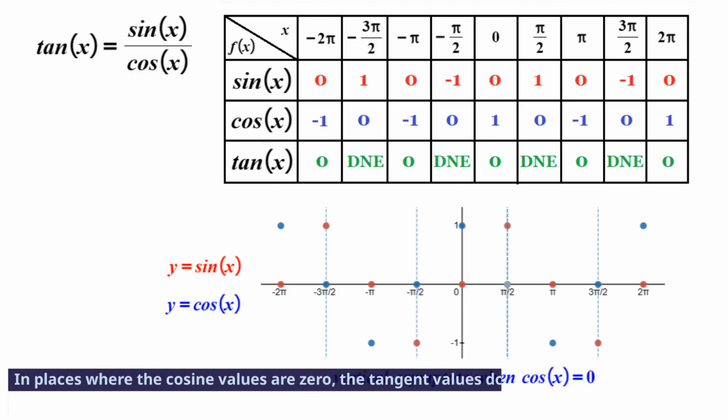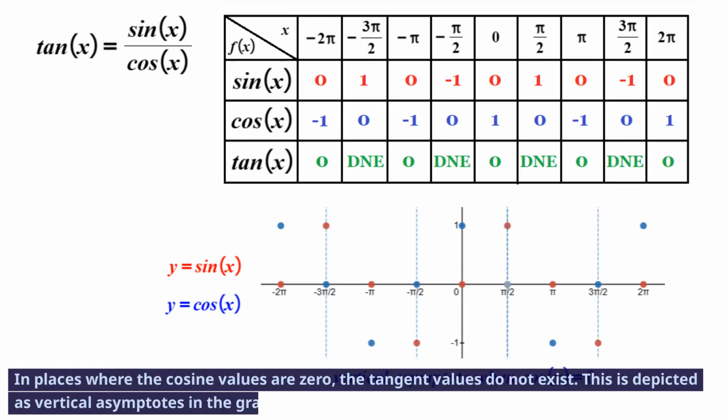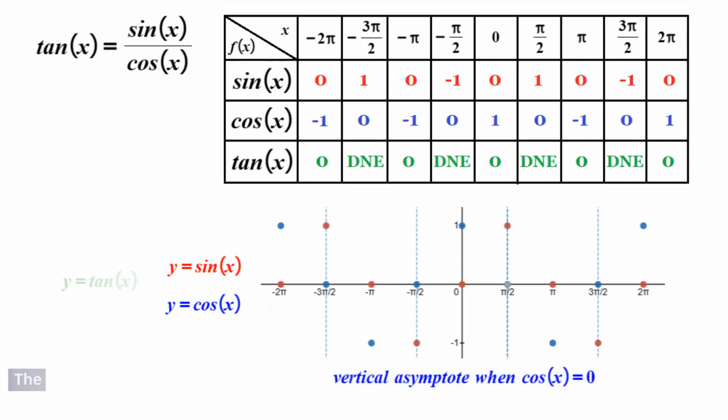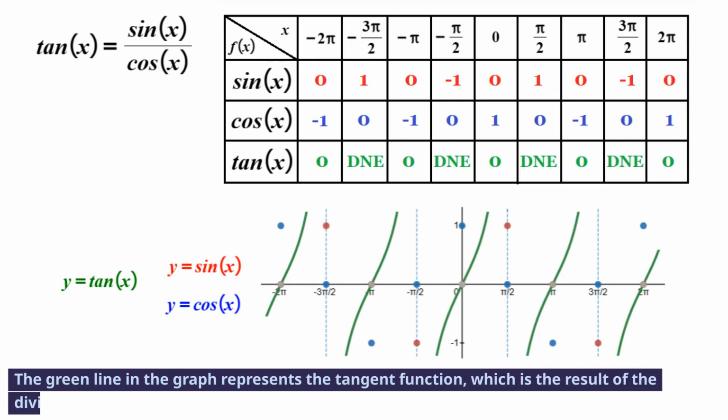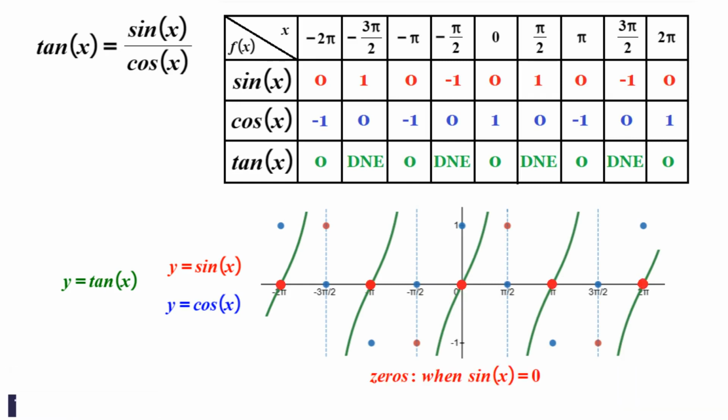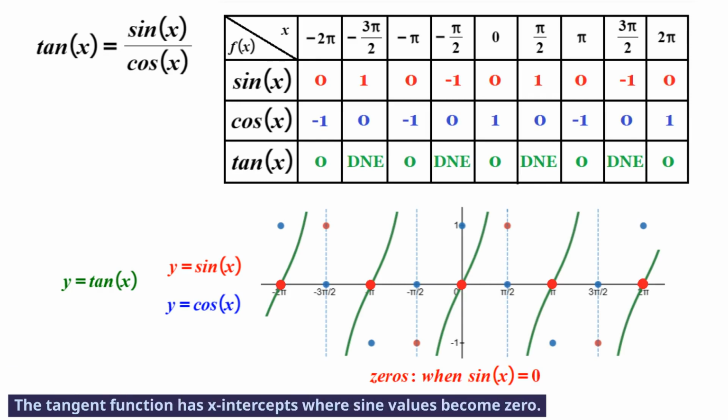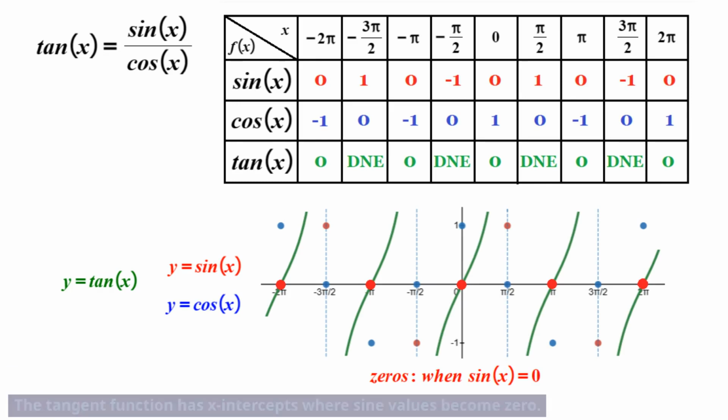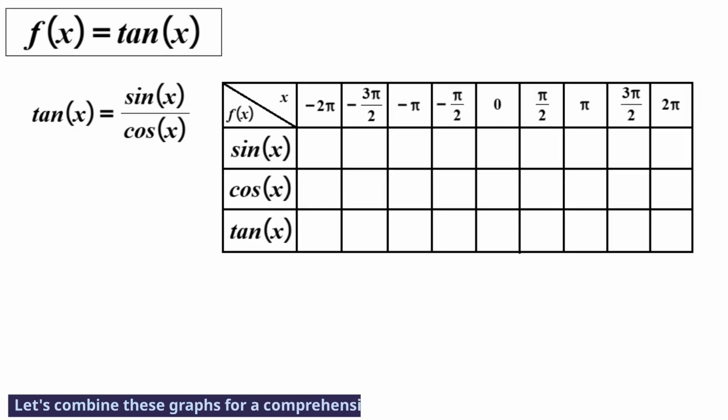In places where the cosine values are 0, the tangent values do not exist. This is depicted as vertical asymptotes in the graph. The green line in the graph represents the tangent function, which is the result of the division operation. The tangent function has x-intercepts where sine values become 0. Let's combine these graphs for a comprehensive view.